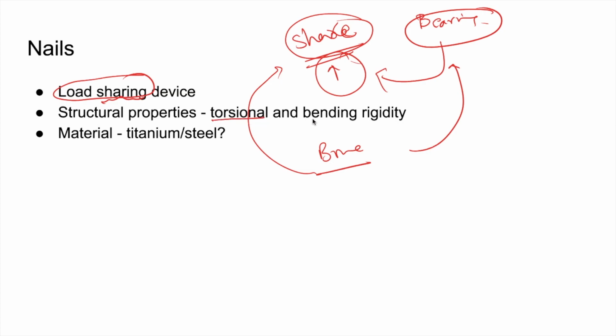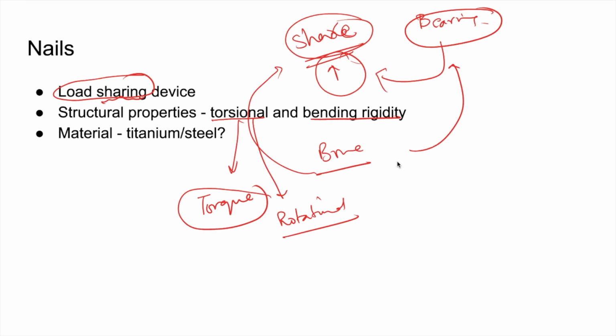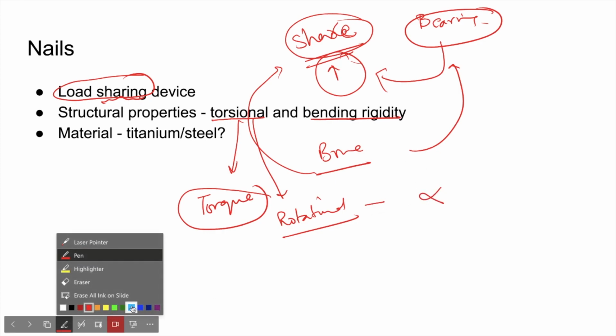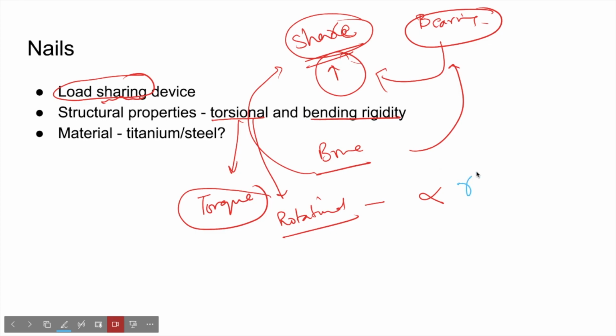What is torsional and bending rigidity? Torsional rigidity is defined as the amount of torque required to produce a torsional or rotational deformity. Torsional is the same as rotational deformity. So torsional rigidity is directly proportional to the fourth power of the radius of the nail if it is a solid nail. For a hollow nail, it is directly proportional to the third power, right?